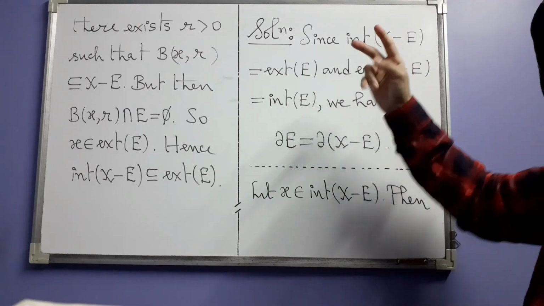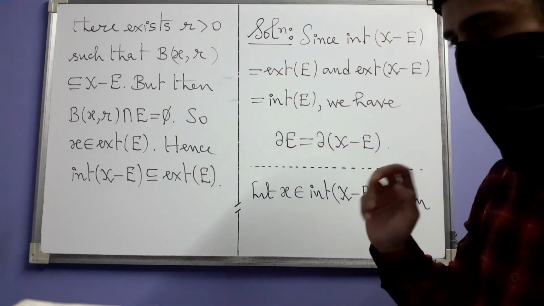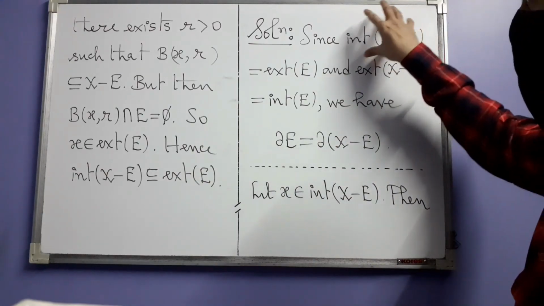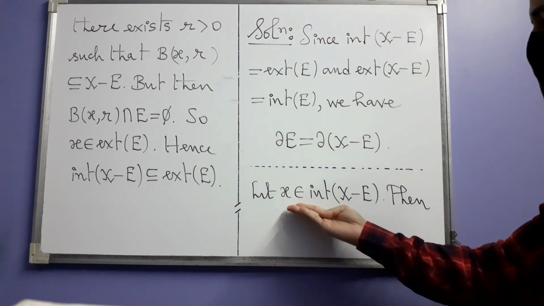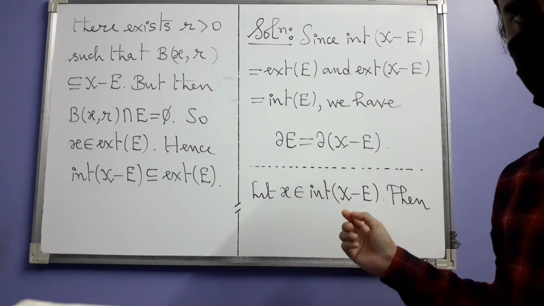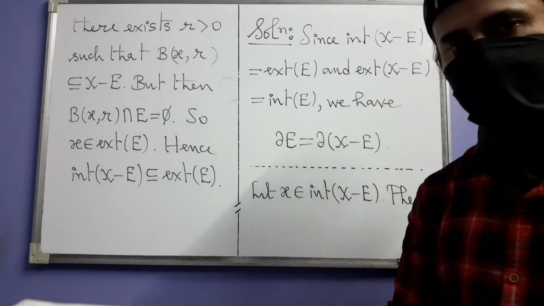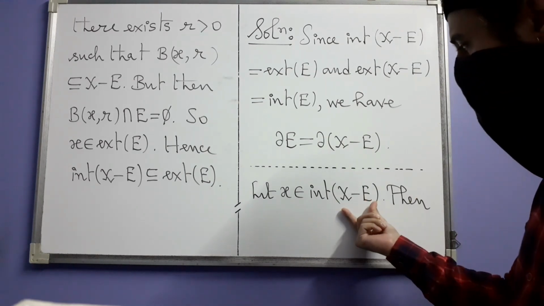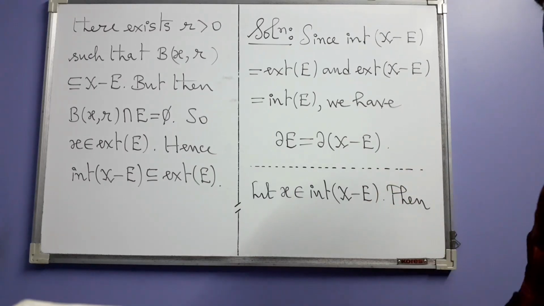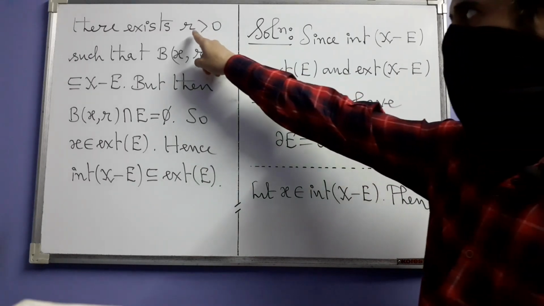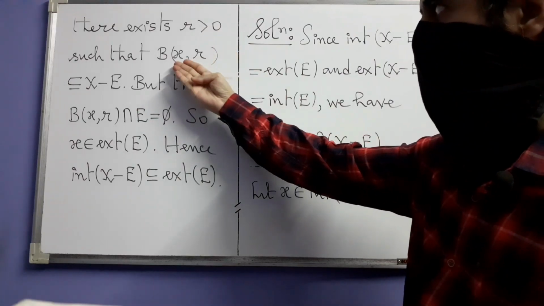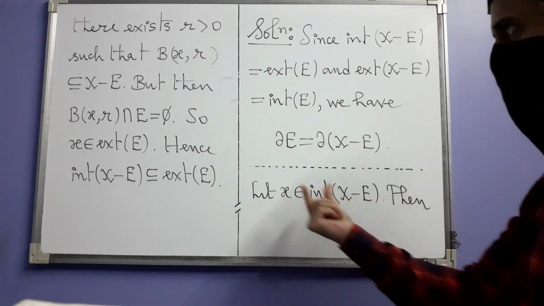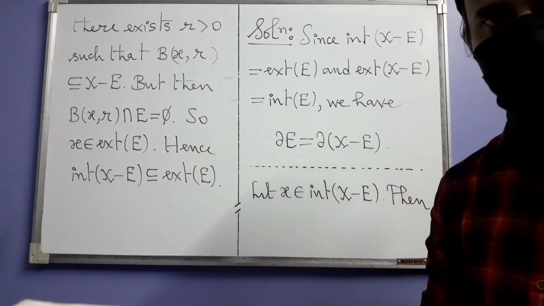So what we do, we have two sets here, interior of X difference E and on this side we have exterior of E. Let's first try to show that this is a subset of this. So we take any element x in this interior, but then by the definition of interior of a set in a metric space, this means that x is an interior point of X difference E. By the definition of an interior point, there exists a positive real number r such that the ball centered at x having radius r is entirely contained in the set whose interior you are considering.